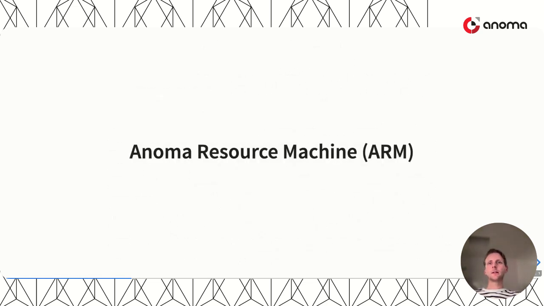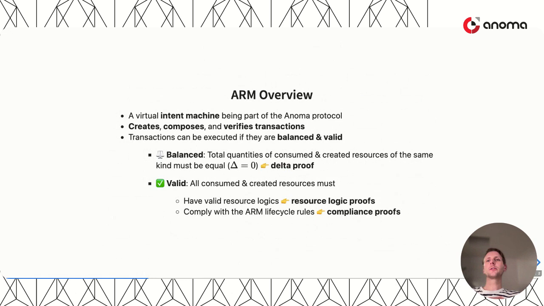So let's take a look at how Anoma does this and what the Anoma resource machine is. The Anoma resource machine is a virtual machine. You can also call it an intent machine, and it is part of the Anoma protocol. You can think of it like the equivalent to the Ethereum virtual machine for the Anoma protocol. What it does is it creates, composes, and verifies transactions that users send.